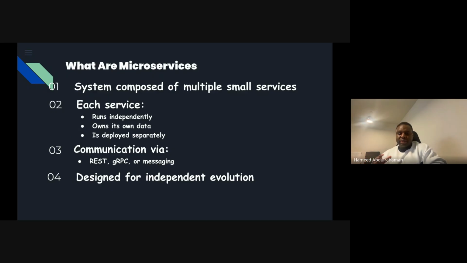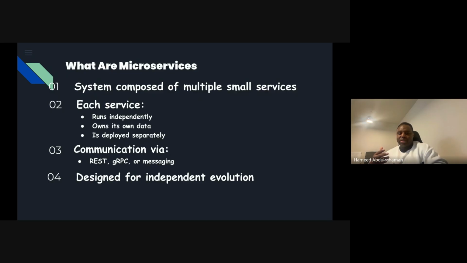So all these services in general are isolated from each other, though they still communicate with each other. Whenever a particular service is being scaled, like we talked about scaling, it's easier for you to scale the services that are well used.